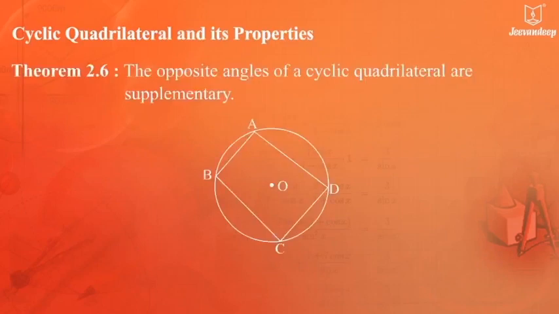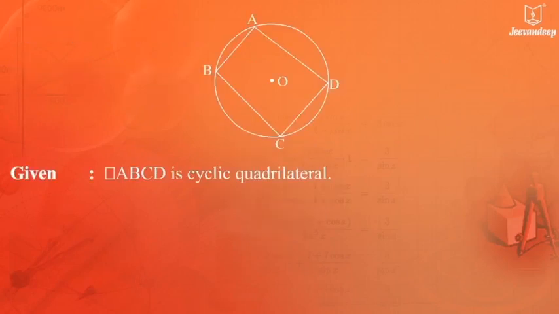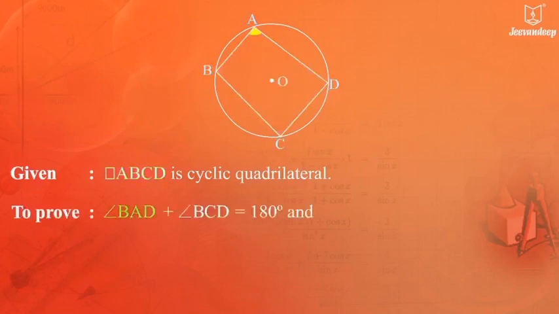Cyclic quadrilateral and its properties. Theorem 2.6. The opposite angles of a cyclic quadrilateral are supplementary. Given: Quadrilateral ABCD is a cyclic quadrilateral. To prove: angle BAD plus angle BCD equals 180 degrees and angle ABC plus angle ADC equals 180 degrees.